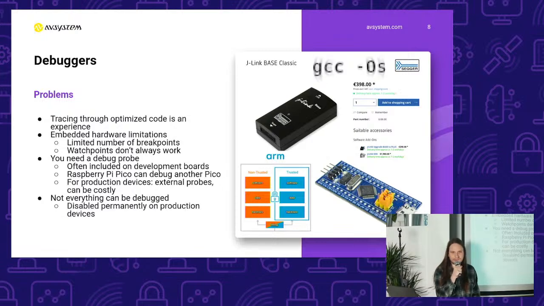For example, production devices may have fuses that disable the ability to be debugged at all, or we can have secure code like ARM TrustZone, where also by design you cannot debug that code using a debug probe. So if we are developing code for the secure enclave, then we need to somehow get around that.